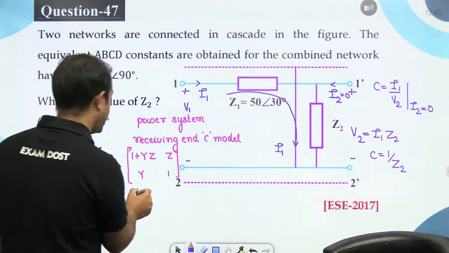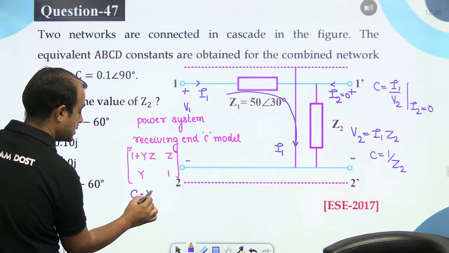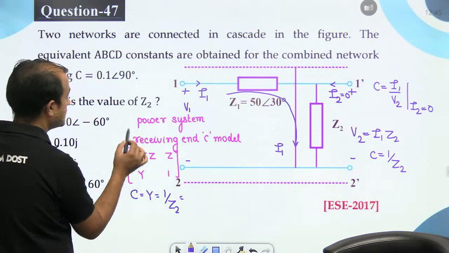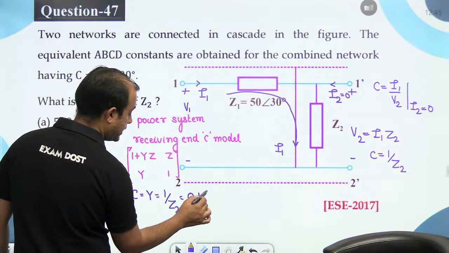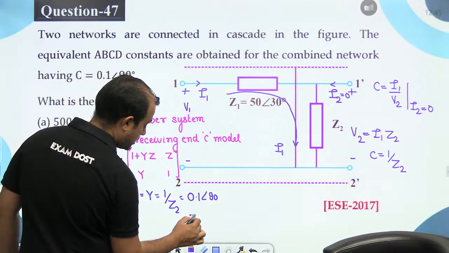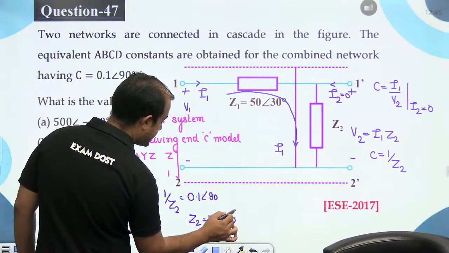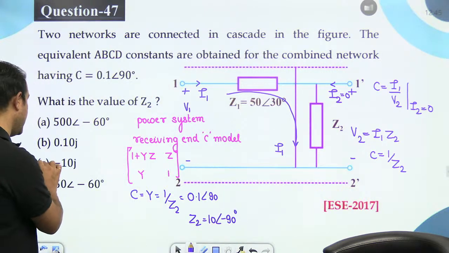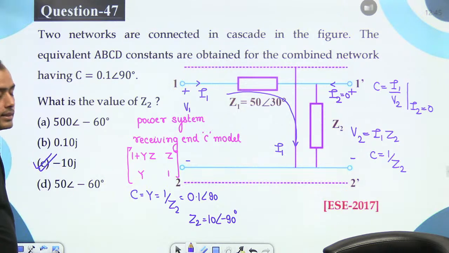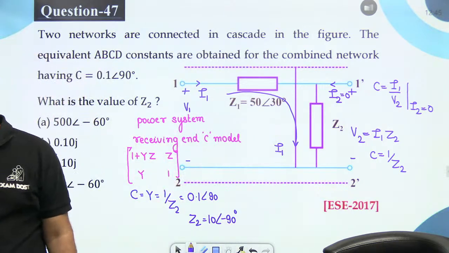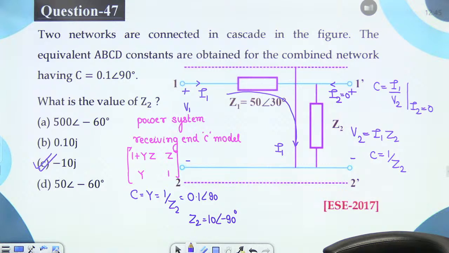और यहां से भी C किसके बराबर आ रहा है? Y के, which is 1 by Z2. दोनों तरह से जा सकते हो, which is basically 0.1 angle 90. So Z2 is 10 angle minus 90. Reciprocal. In reciprocal, angle becomes negative and magnitude is taken reciprocal. Magnitude का reciprocal होता है, angle negative होता है. So either you can go by the basic method, by the basic definition, or you can go by power system approach.